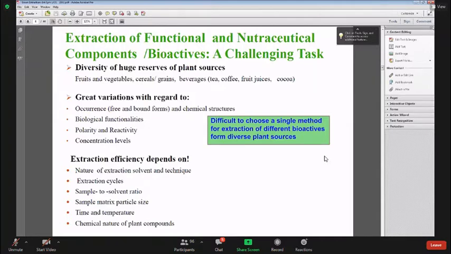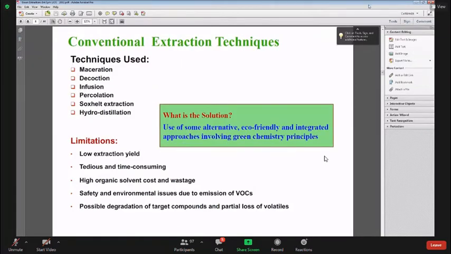The chemical nature of the plant components is also important. Basically, conventional extractions mostly involve maceration, decoction, infusion, percolation, Soxhlet extraction, and hydrodistillation. These are some of the common conventional extraction techniques which are being used by researchers working in different areas.